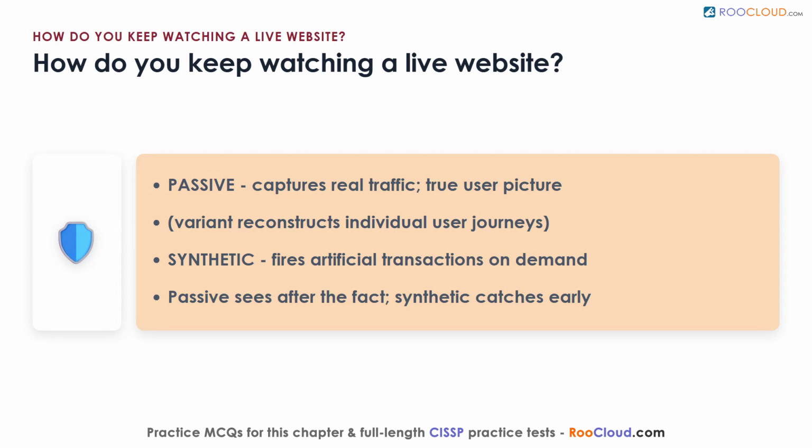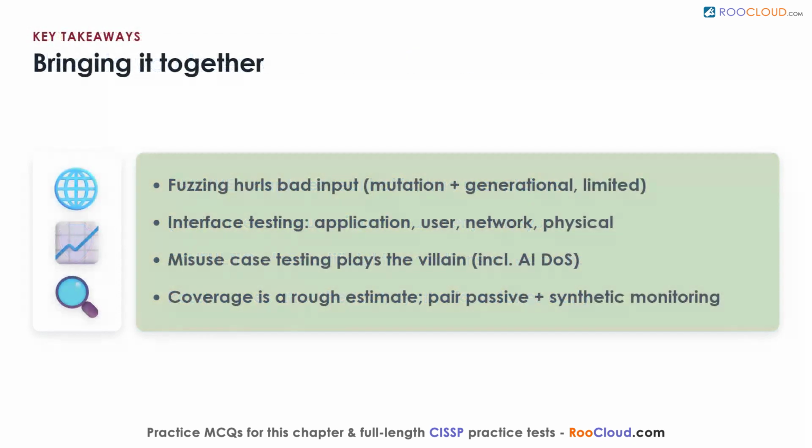Passive only sees a problem after a real user hits it, while synthetic can catch trouble before anyone does. Pair them, and you both feel the present and probe the future. So let's bring it together.